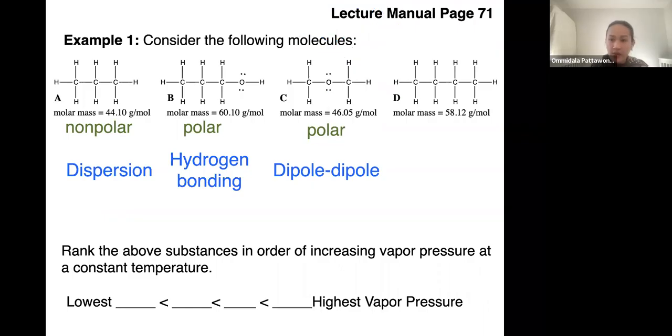The last one has only C-C bonds and C-H bonds. All of these bonds are nonpolar, therefore this molecule would be nonpolar. So it's going to exhibit only dispersion. Okay, now you know the type of IMF.